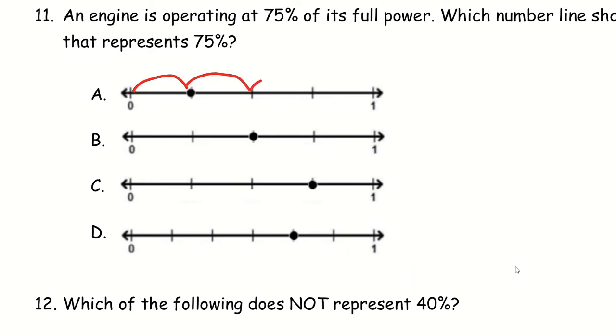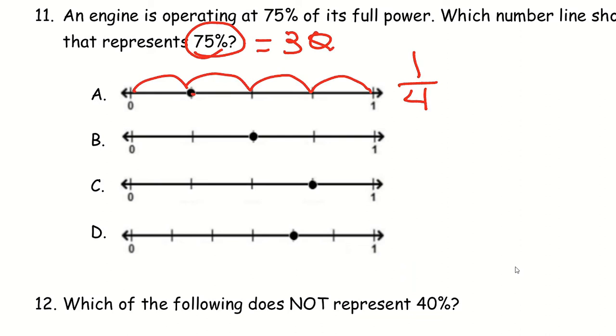1, 2, 3, 4. So that's my denominator, fourths. I like four. And it's at the 1. 1/4. I'm thinking money. Me too. 75%. How many quarters do we need? Three quarters. 1/4 is only one quarter.